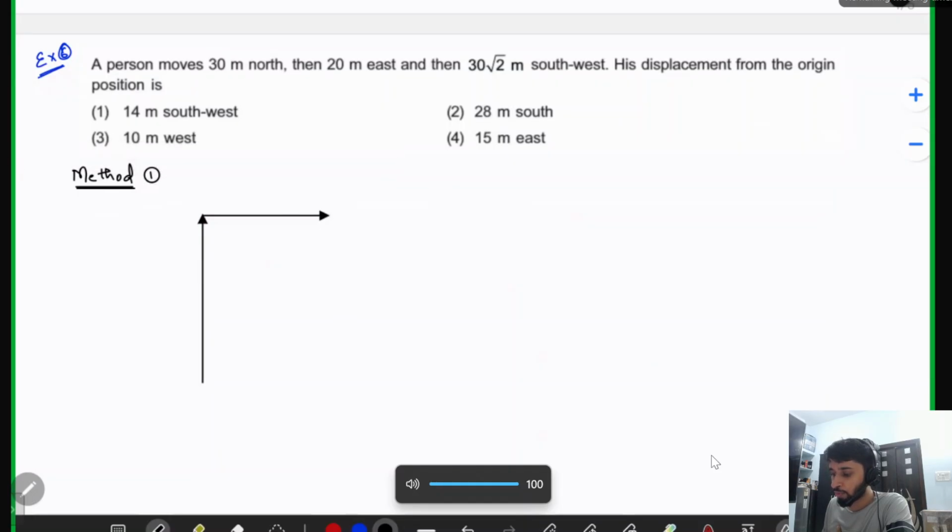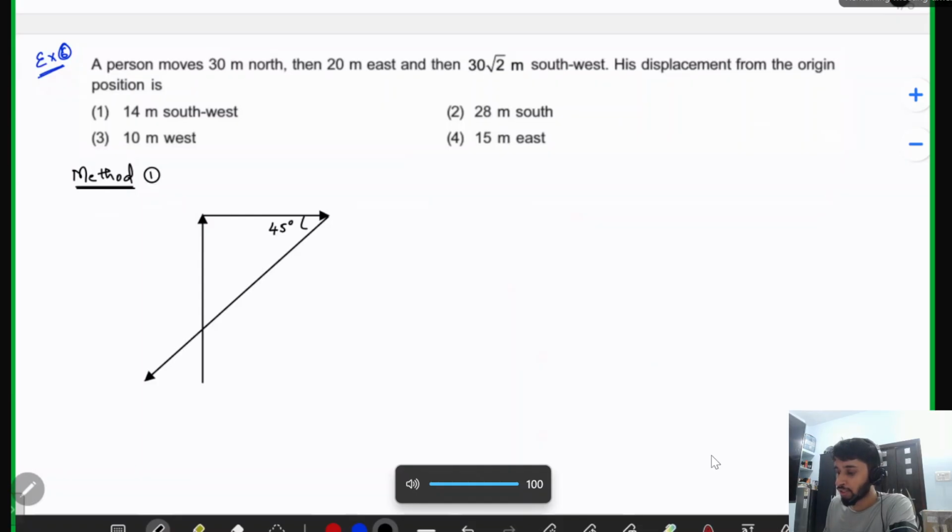Then 30 root 2 meter southwest. So 30 root 2 southwest means exactly between south and west. Okay, when they say southwest, it means exactly between south and west, at 45 degree. Okay, so this angle will be 45 degree. Fine, southwest means exactly between south and west, so this angle will be equal to 45 degree, right?